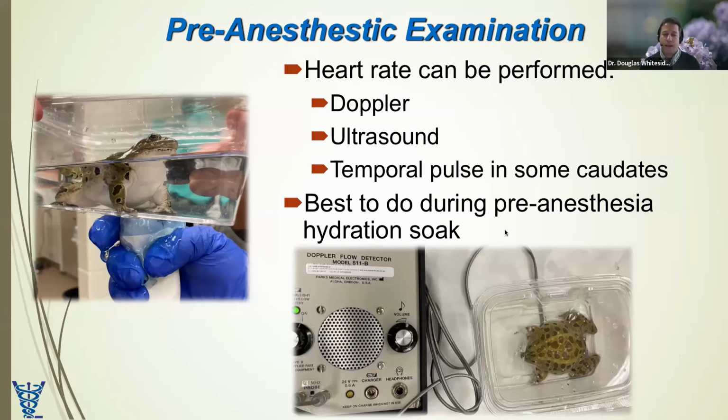And then the other thing is that in some salamander species, I've found that they have a pretty good temporal pulse. So our tiger salamanders, our long-toed salamanders, for example, you can look along the temporal area and pick up a pulse on them as well. And that's a great way to get that heart rate before your anesthetic procedure.